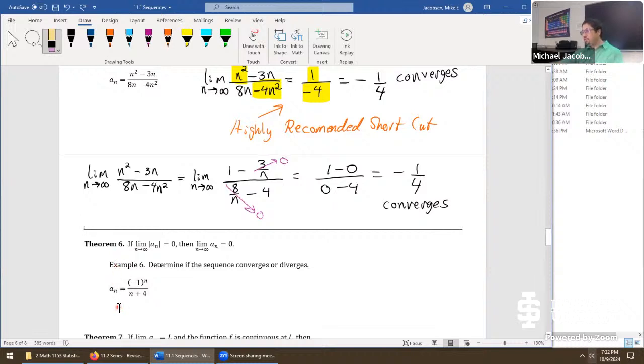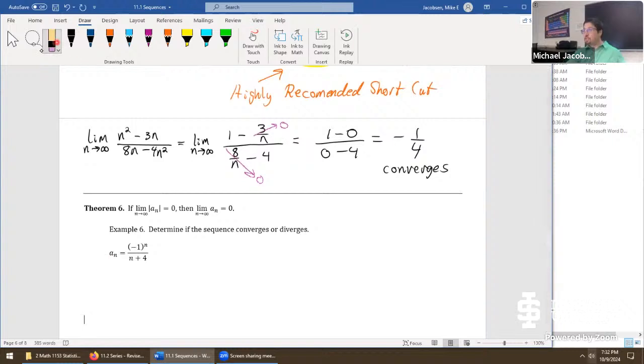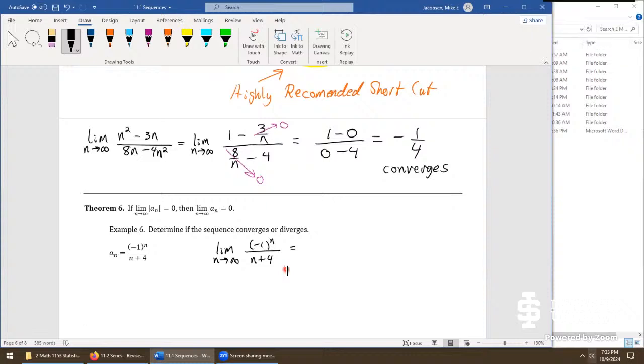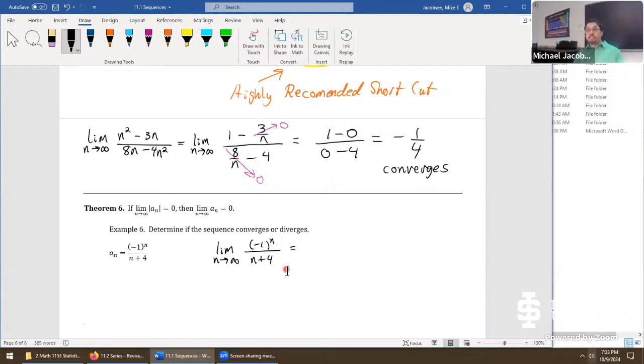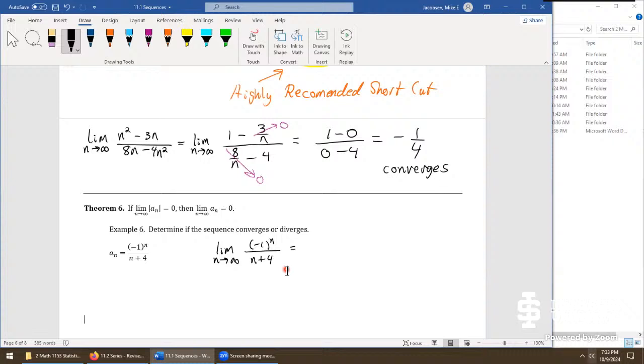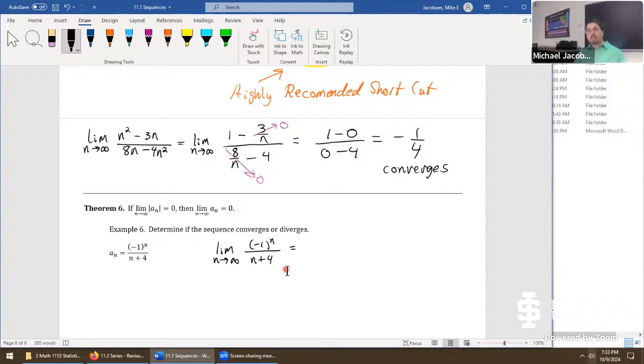But one thing to note, if you're determining the convergence or divergence of this sequence, you'd be taking the limit as n goes to infinity of (-1)^n over n plus 4. Any volunteers for what that should come out as, even if you didn't use theorem 6? Should diverge to positive infinity. Oh, no. Yeah, it turns out this one actually converges. Converges to negative 1 over 4? Not quite. It's going to come out as something slightly different.